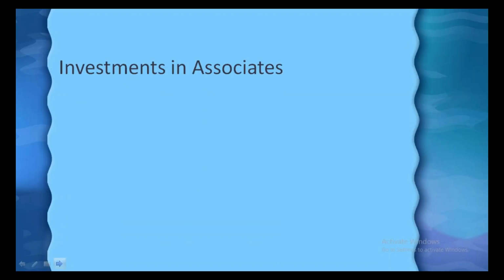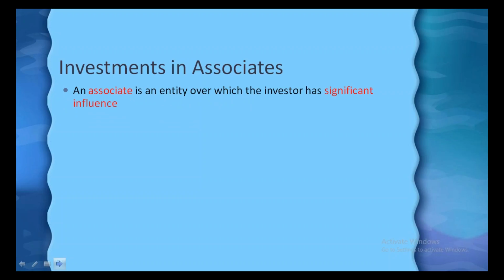We're going to look at the second one, investment in associate. So an associate is an investment where the investor has significant influence. Generally, if you have anything between 20 and 49%, it should be a significant influence. It should not be a subsidiary. Subsidiary means it must be holding more than 51%.